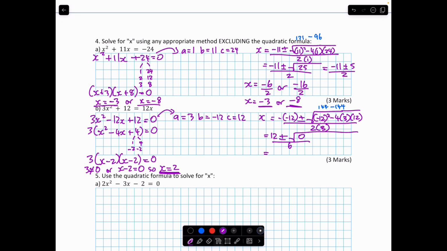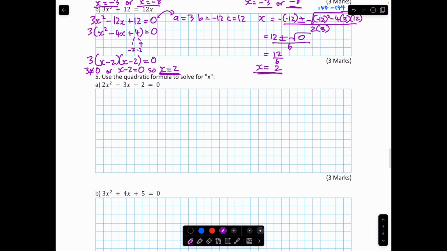That square root sign doesn't need to be that long. So it's going to be 12 over 6. 12 over 6 is 2, which is exactly the same as we got the proper way.